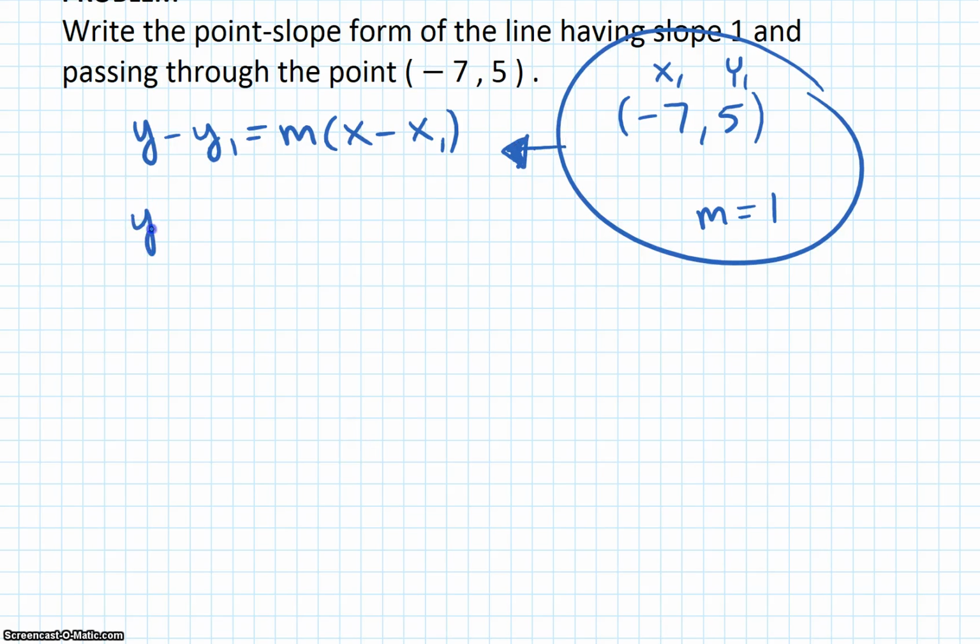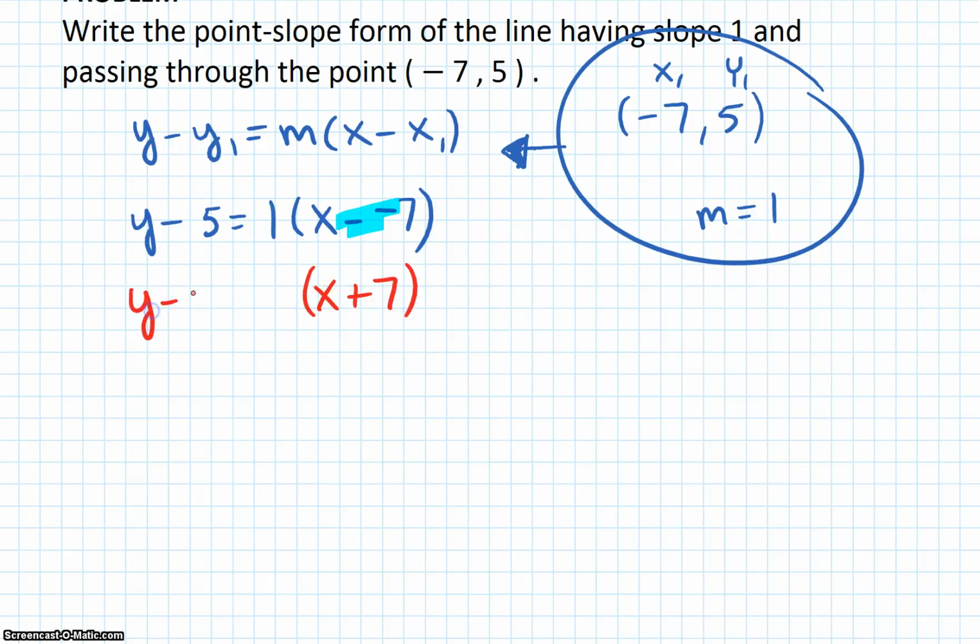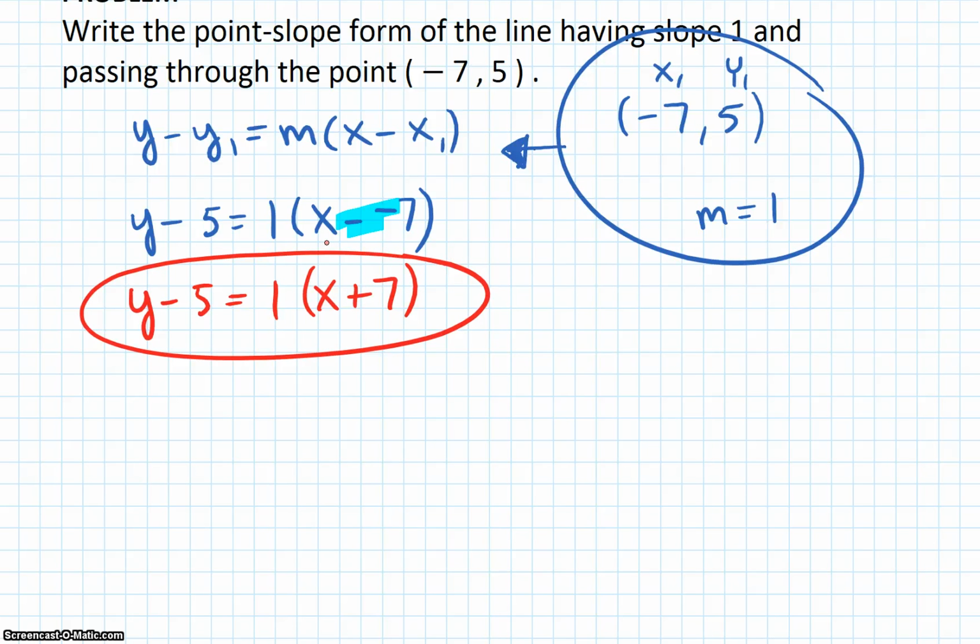So we've got y minus y1, which is 5, equals m, which is 1, times x minus x1. x1 is -7, so I'm going to make a -7 here. And if you notice here, we've got two negatives next to each other. We have to simplify that. We know that two negatives become a positive, and then everything else here stays the same, and we've got our answer.